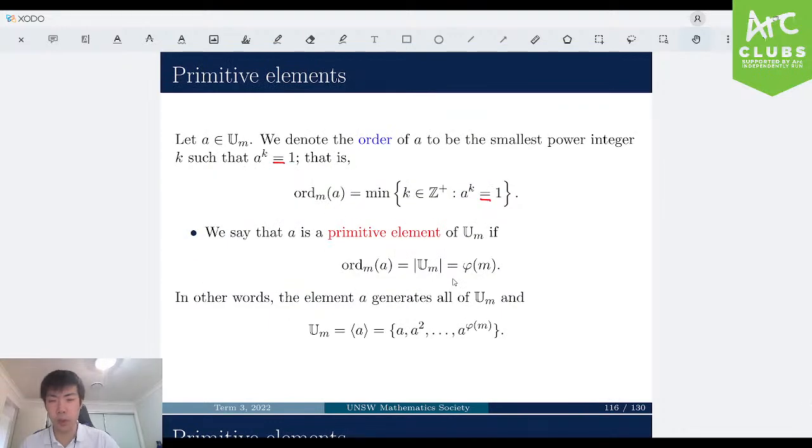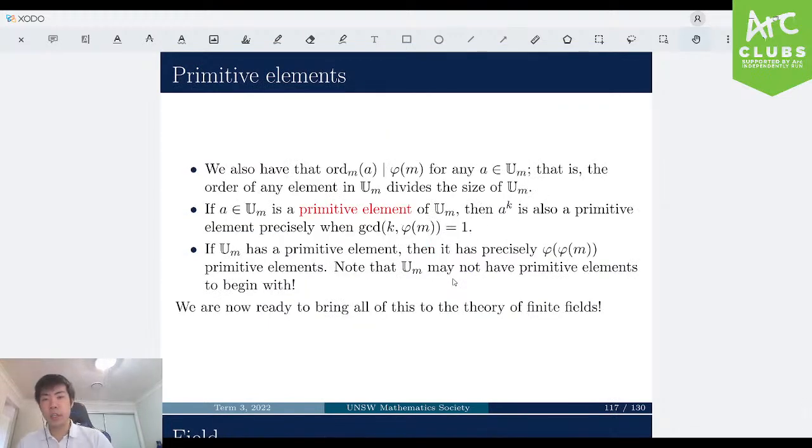Yeah, so I'll just move on for now. We also have that the order of A divides phi of M for any A in UM. That is, the order of any element in UM divides the size of UM.